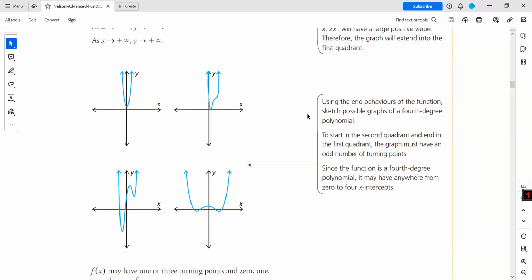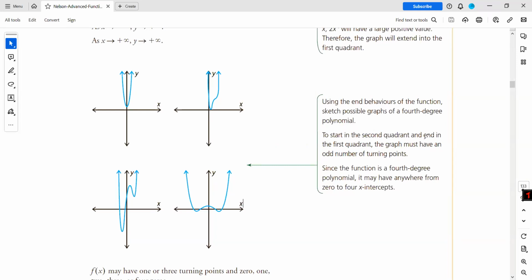Even degree polynomial function should have odd number of turning points in order to end up in the same direction, right? Because turn around once, turn around twice, turn around 3 times, we end up in the same direction, right? Using the end behavior of the function, sketch possible graphs of the 4th degree polynomial.